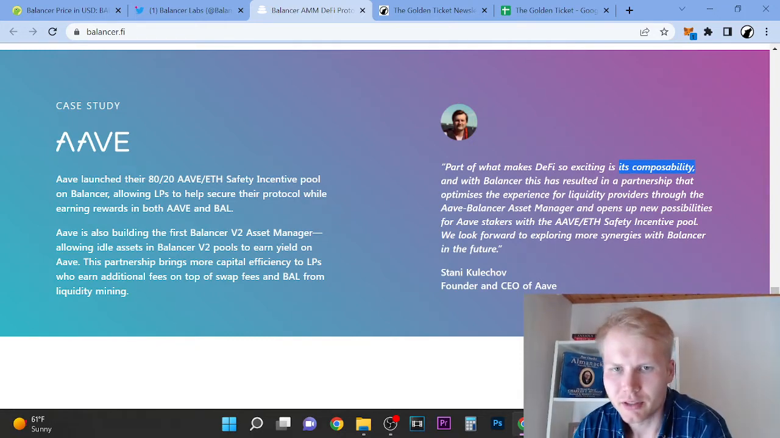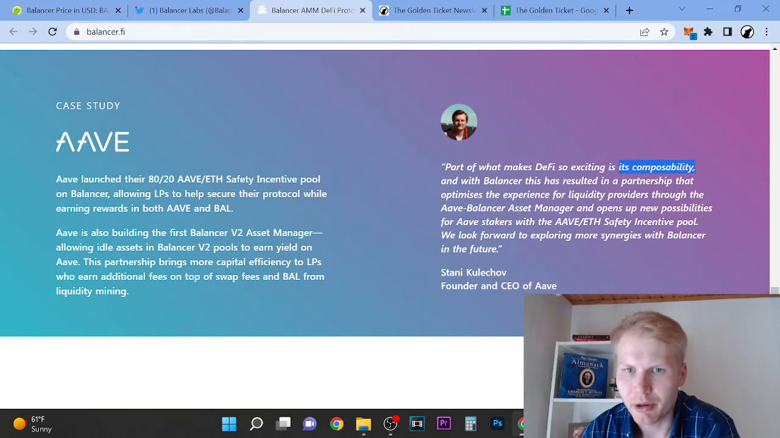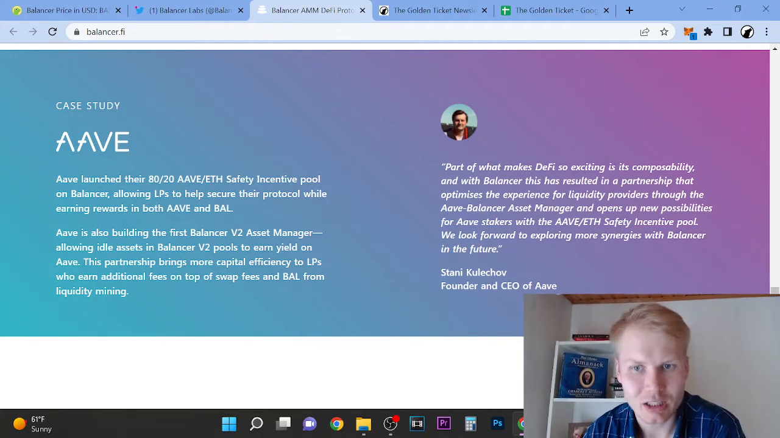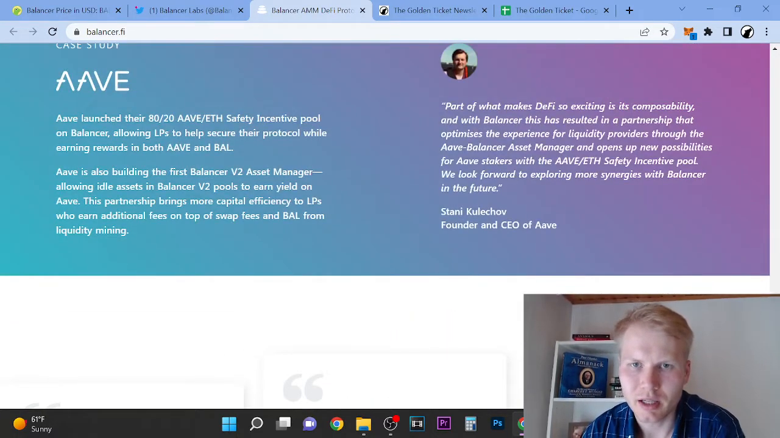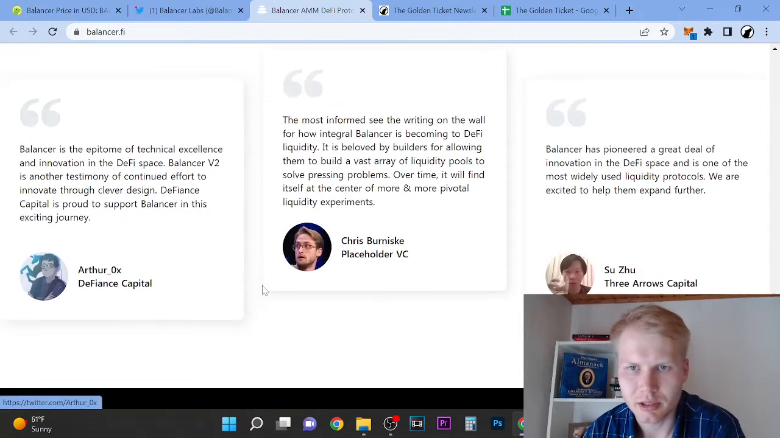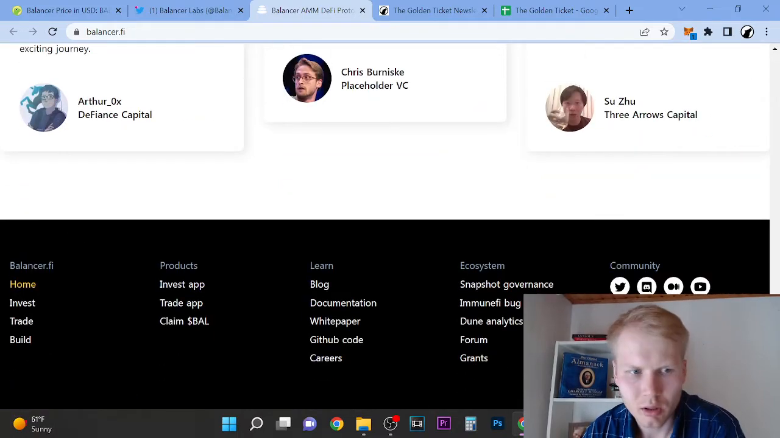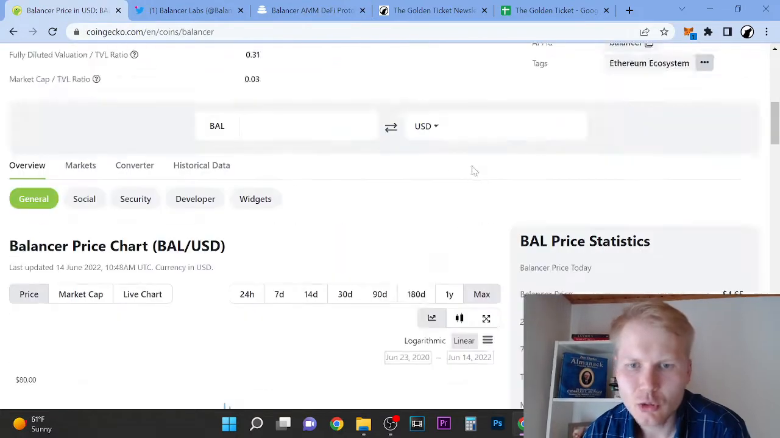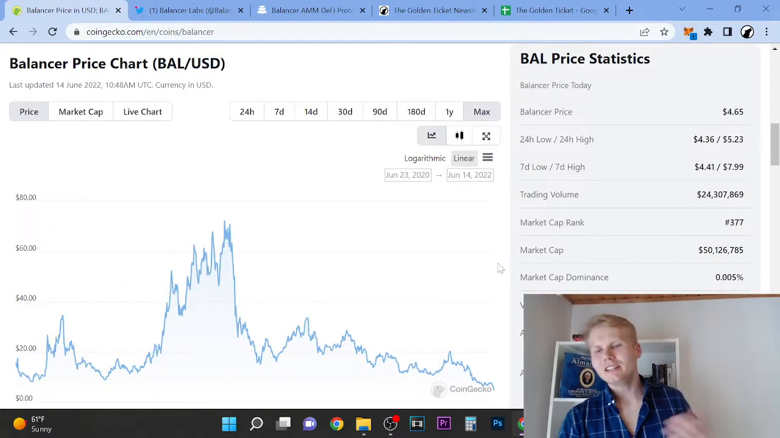So you can see that with Balancer, this has resulted in a partnership that optimizes the experience for liquidity providers through the Aave Balancer Asset Manager, and opens up new possibilities for Aave stakers with the Aave Ethereum Safety Incentive Pool. We look forward to exploring more synergies with Balancer in the future. Stani is a very, very high quality individual when it comes to this. So yeah, I think this has a huge chance, it's actually being used.